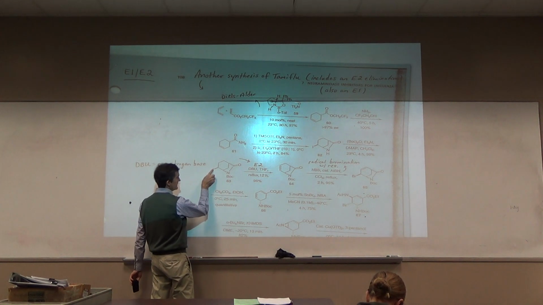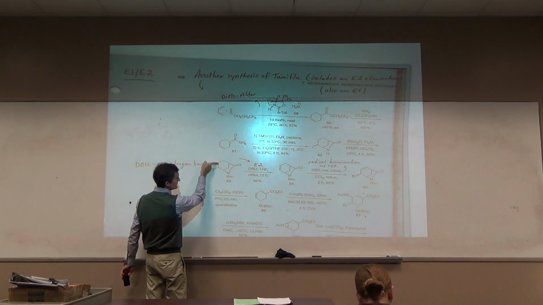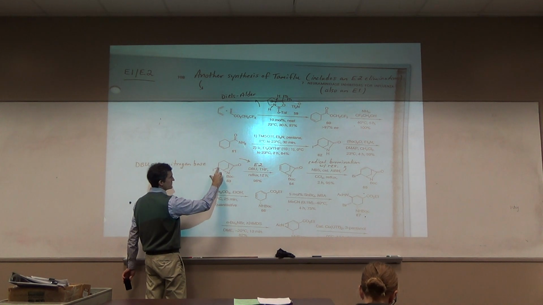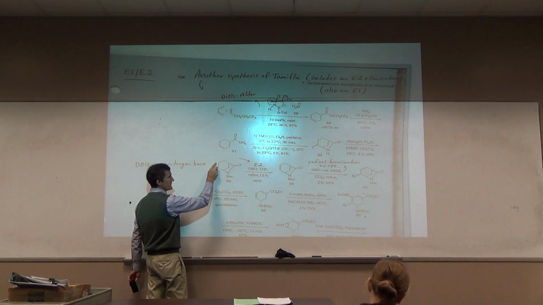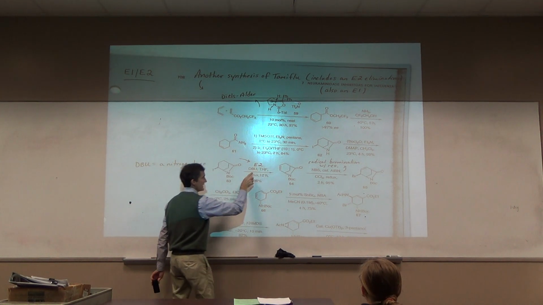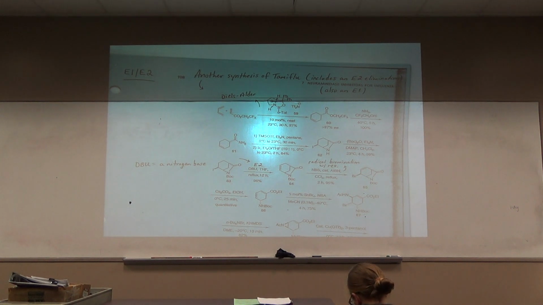What are we eliminating? We're eliminating the iodine, it's gone, but also an H from this carbon, which is next door. That's called the beta carbon. The leaving group is on the first carbon, the alpha carbon, next door is beta. Removing that H, we're eliminating HI here. We're removing HI from the compound. This generates a pi bond, generates an alkene.